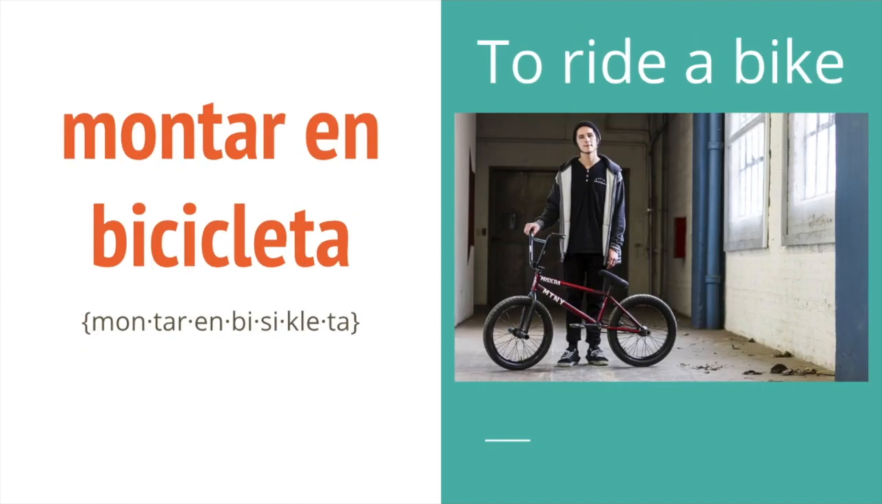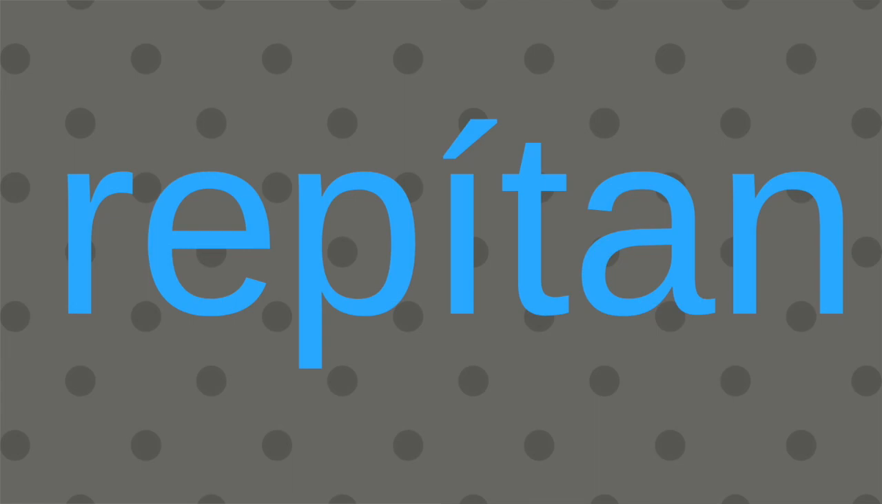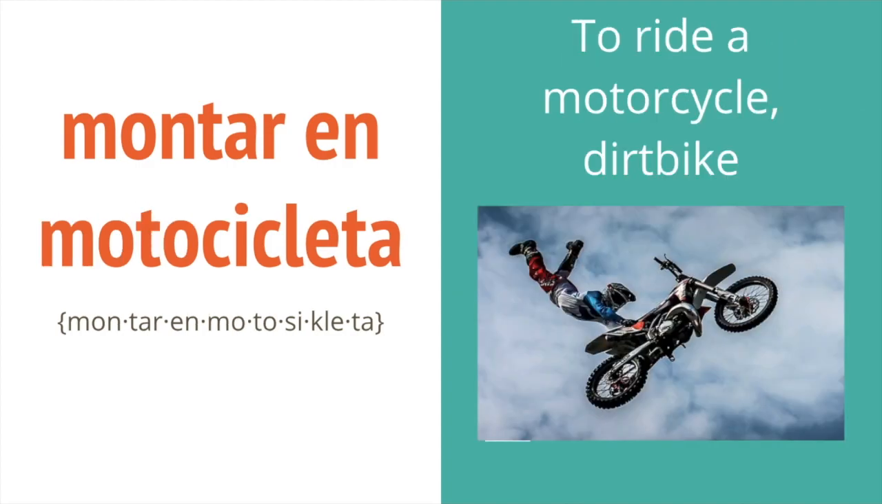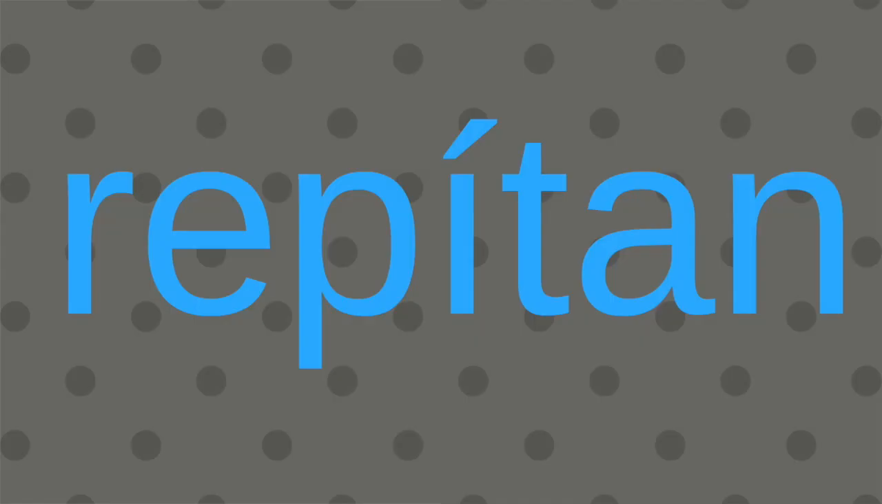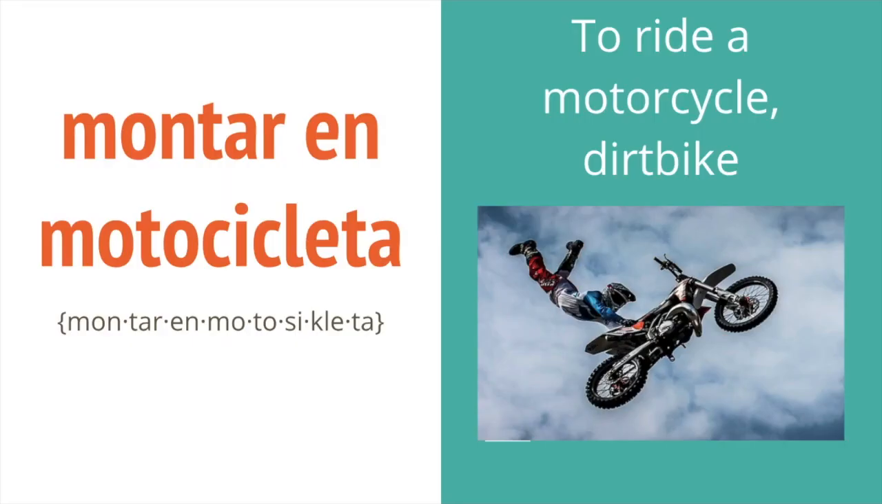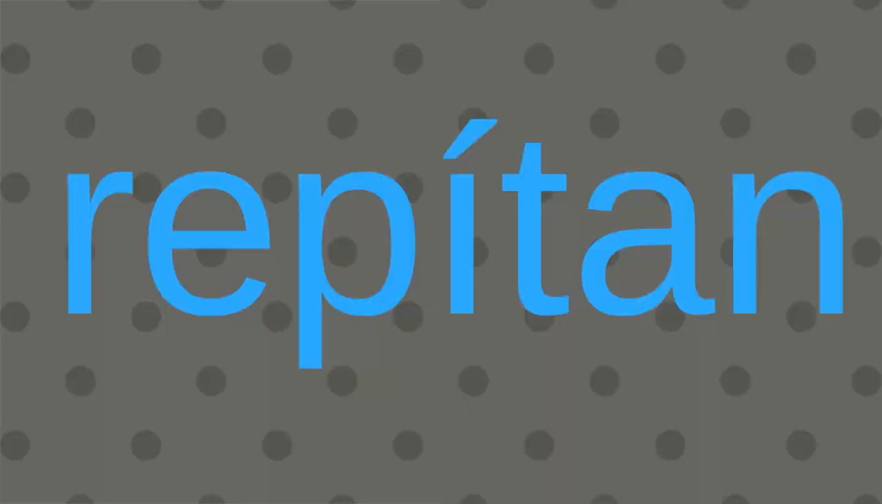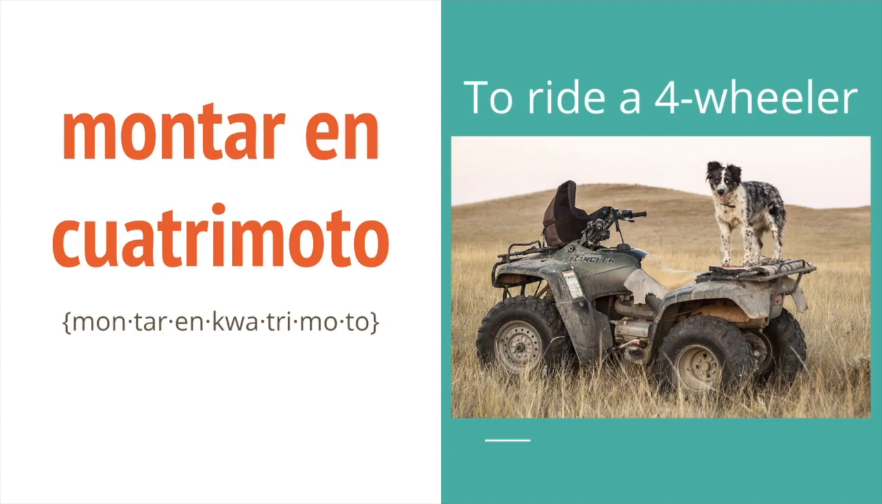Montar en bicicleta. Repitan, montar en bicicleta. That's to ride a bike. Montar en motocicleta. Repitan, montar en motocicleta. This would be to ride a motorcycle or to ride a dirt bike. Either one. They're both motocicleta. Montar en cuatrimoto. Repitan, montar en cuatrimoto. These are to ride a four-wheeler. Cuatri would be four, and then moto would be motorized.